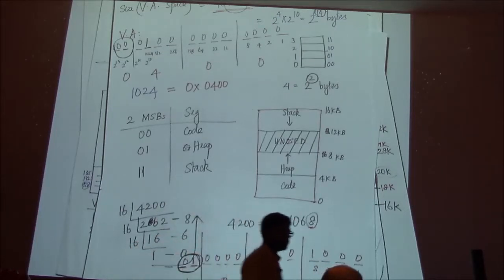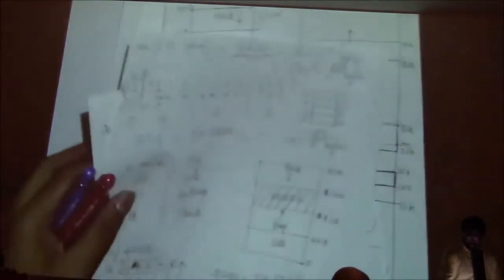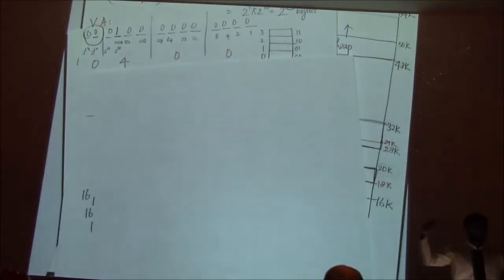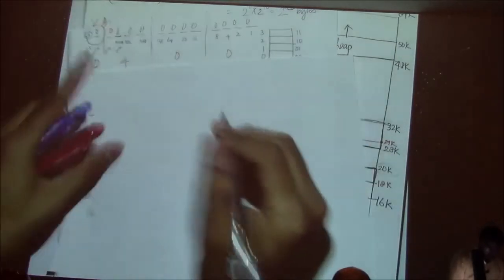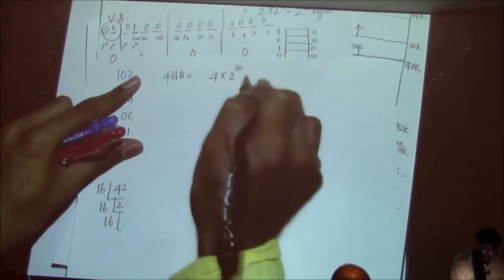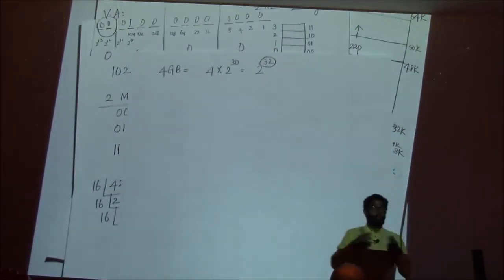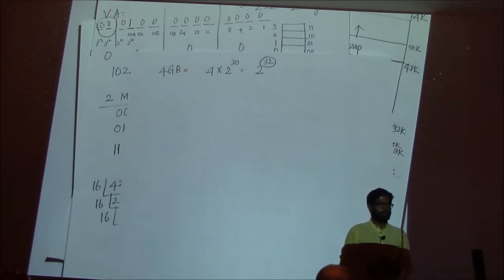If you had 4 GB of addressing, how would you represent that as an address? Exactly. The question was, if there is 4 GB of address space, how many bits do we need for a single virtual address? As we already saw, GB is nothing but 2 to the power of 30, so 4 GB is 2 to the power of 32. So each virtual address is going to be 32 bits in a 4 GB address space.